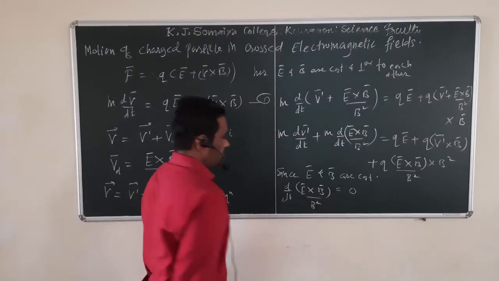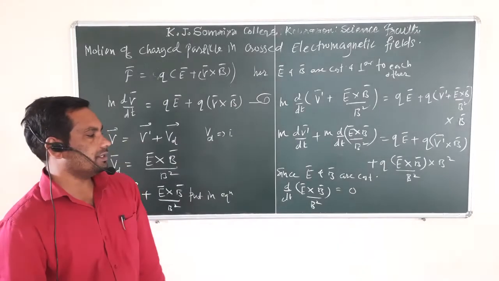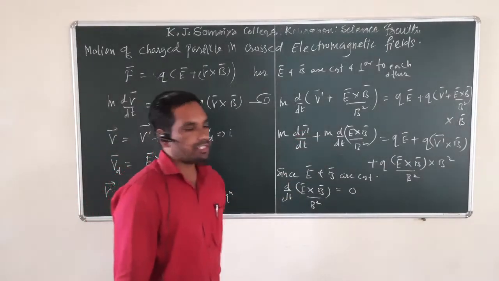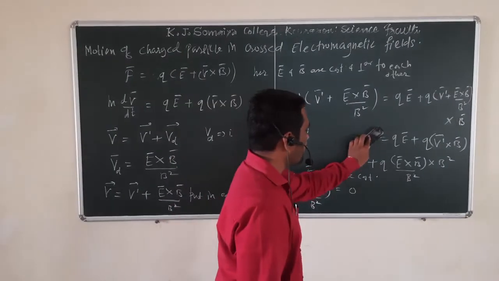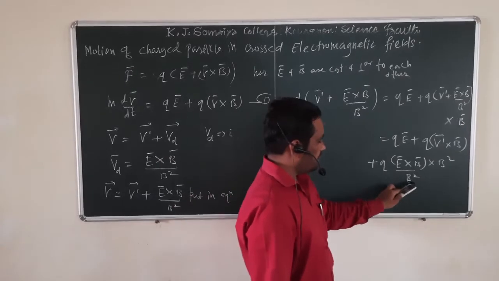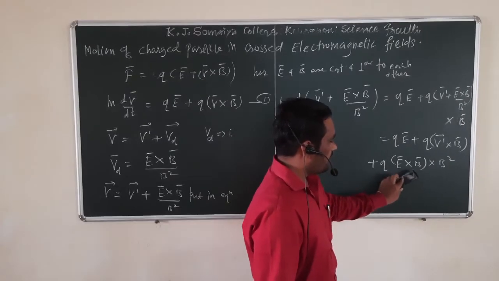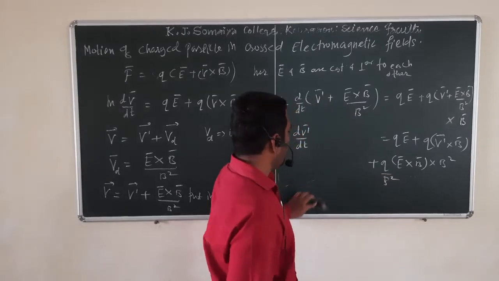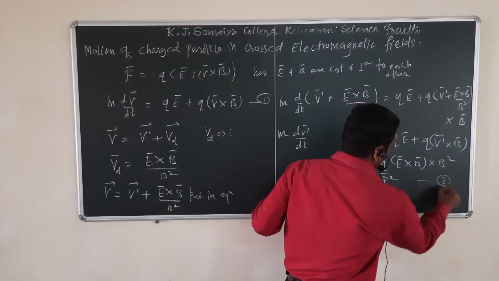So (E cross B) upon B square, this quantity is 0. So using this in the above equation, what do we get? We get an equation like this. Okay, so B square is a scalar quantity, you can take q upon B square here. Now call this equation 2.